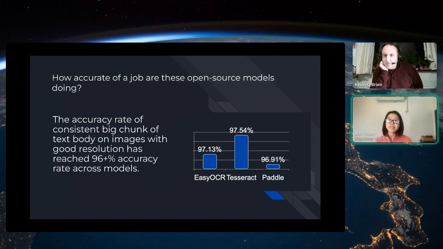But I did do an accuracy analysis on Google's Vertex API. It did a fantastic job, almost 100% accuracy rate. I think it missed one character or something. So if you can use the commercial endpoints, it saves you a lot of headache.